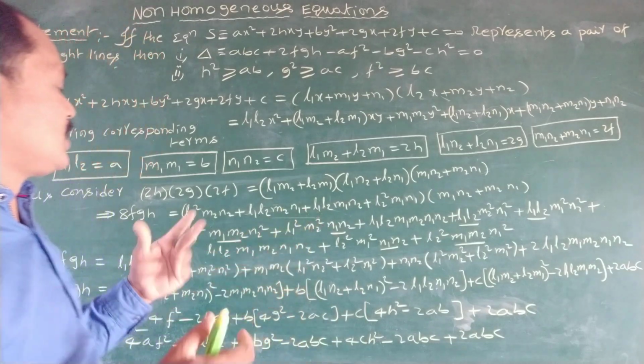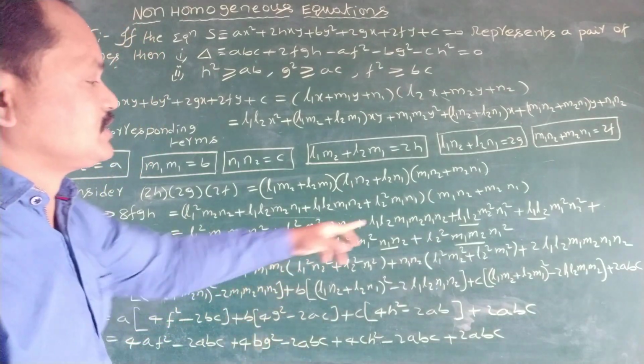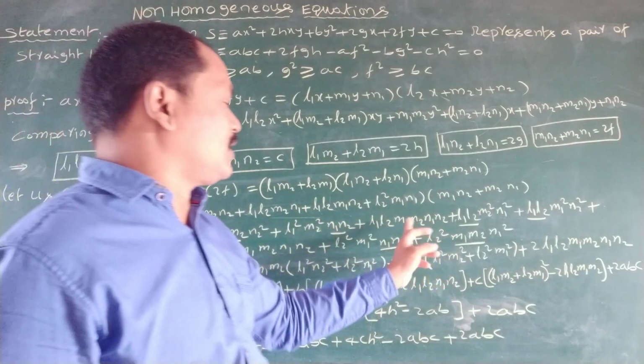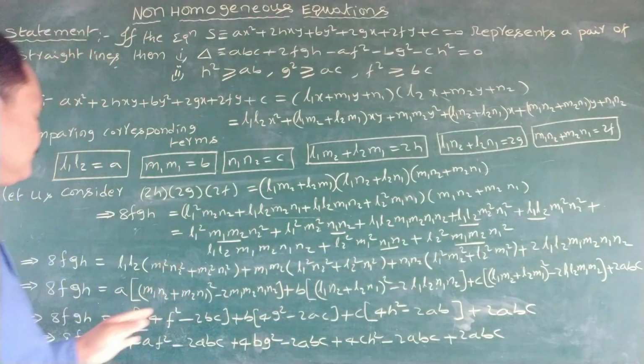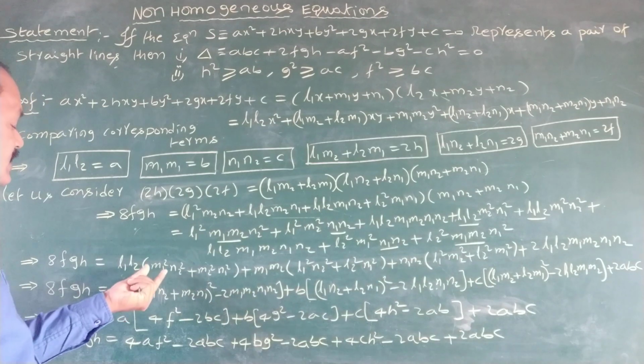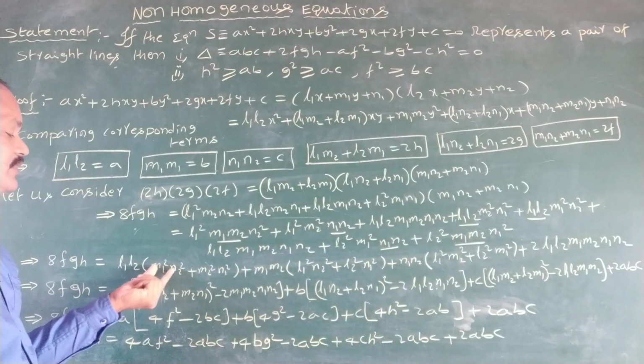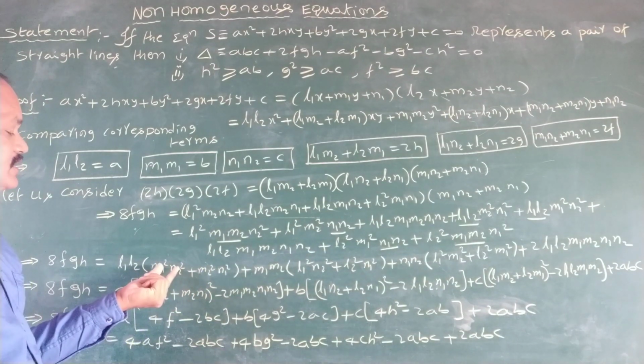So what are the remaining terms? This one and this one. That's why 2 times L1, L2, M1, M2, N1, N2. That's all. Now, observe here. This is the form of A square plus B square.